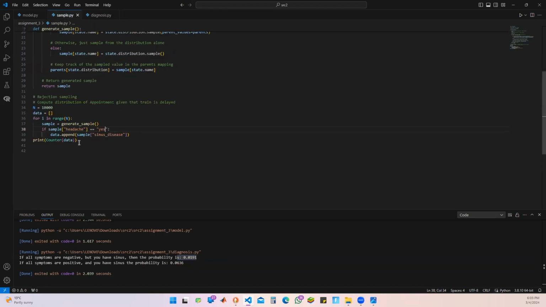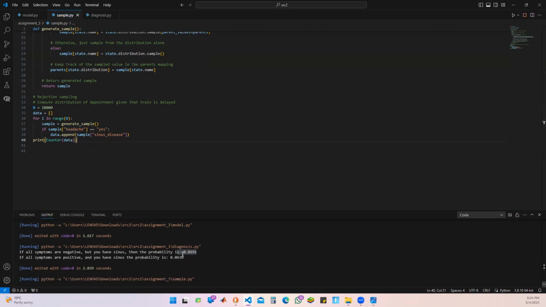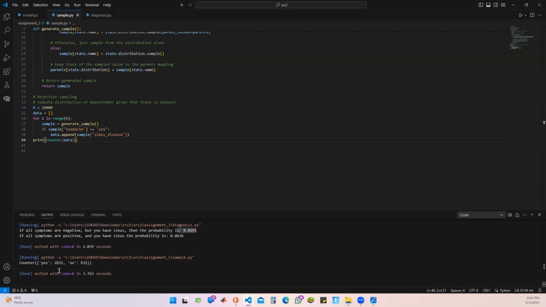Other than that, we can also determine based on some node what the probability that you do have a disease would be if we change the symptoms. So let's try out if you do have a headache, then what is the probability that you do have sinus, or based on sampling. So the probability that you do have sinus if you have a headache is greater as compared to if you don't have sinus when you have a headache, which is 932.